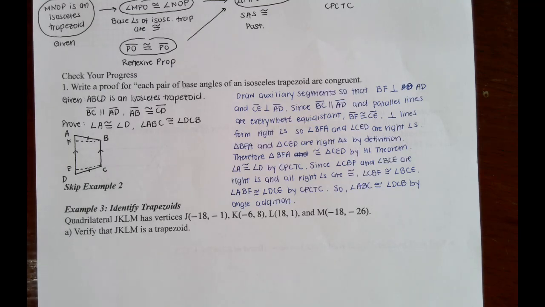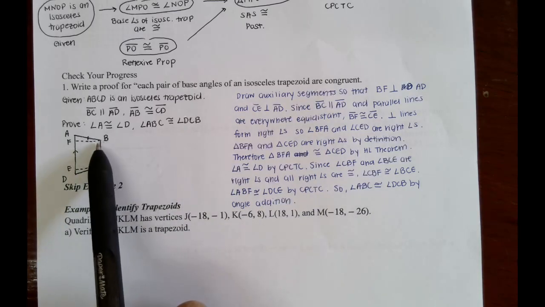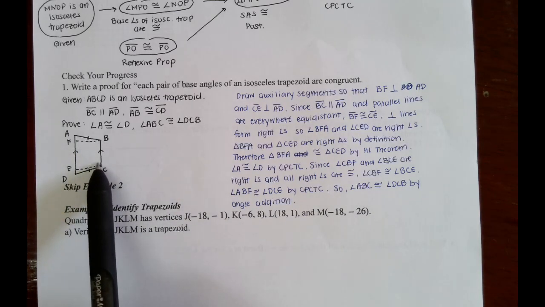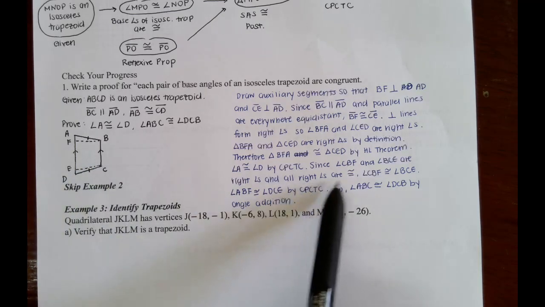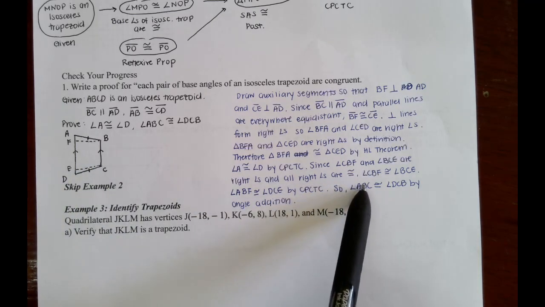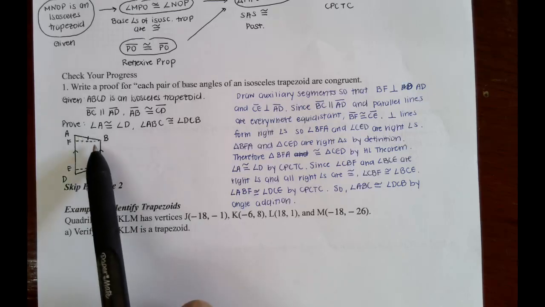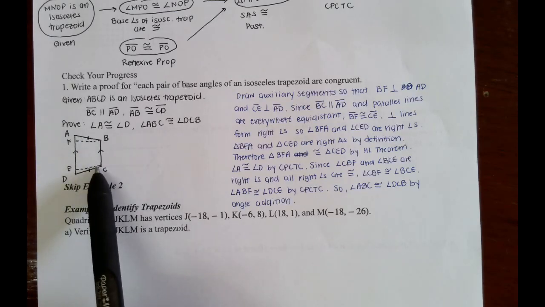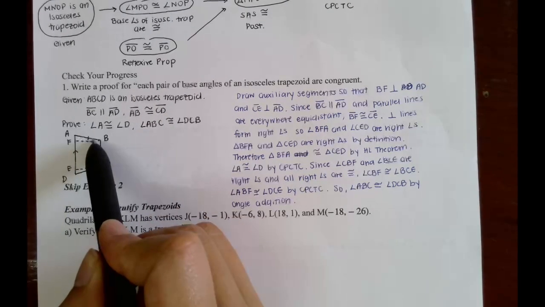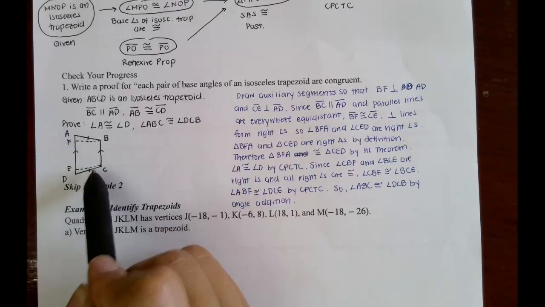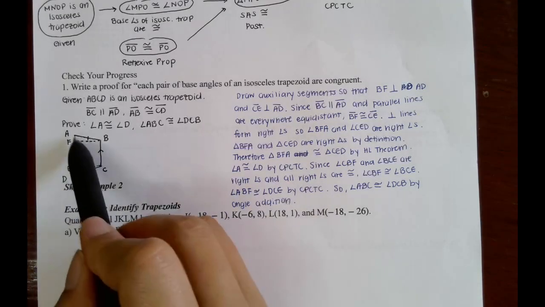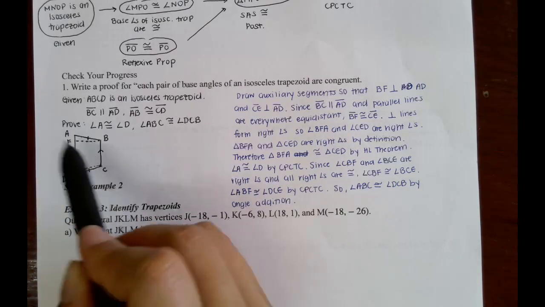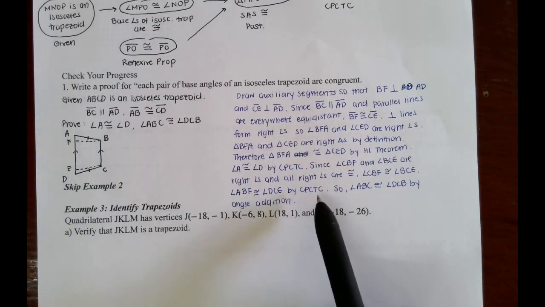Okay. Then, since CBF and BCE, so this one here and this one here, are right angles, and all right angles are congruent, then we know that angle CBF and angle BCE are congruent. These two angles are congruent. We also know that this angle of this triangle and this angle of this triangle have to be congruent because of the congruent triangles. Corresponding parts of congruent triangles are congruent.